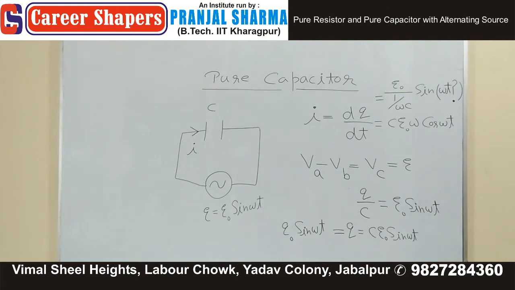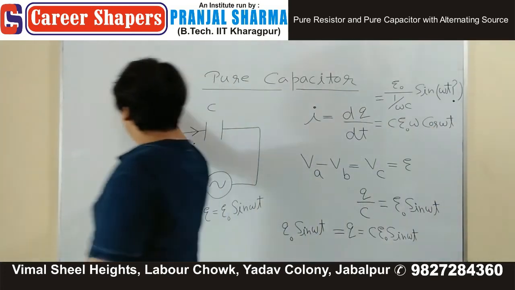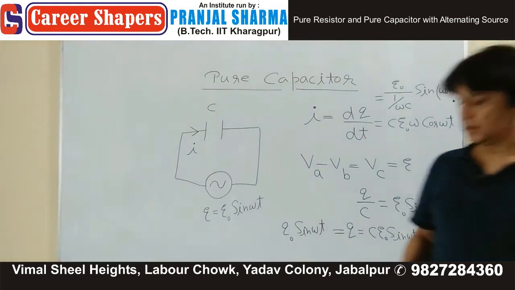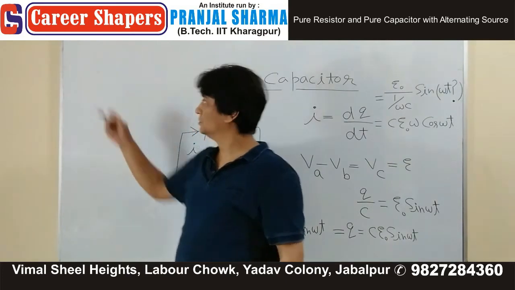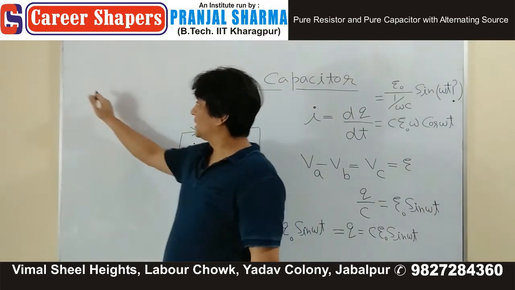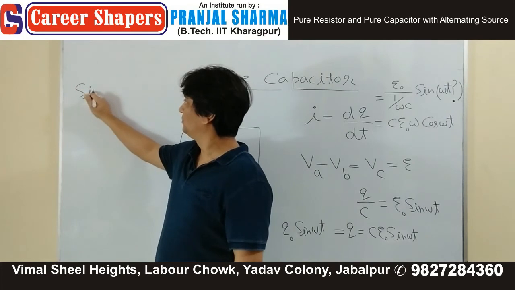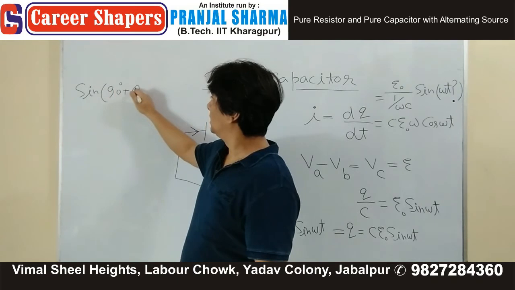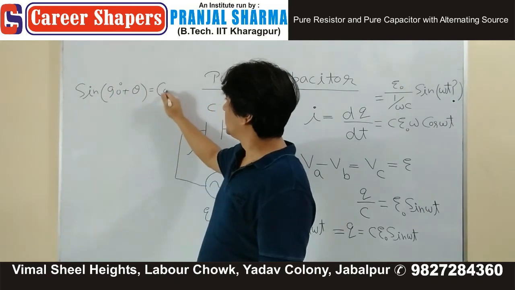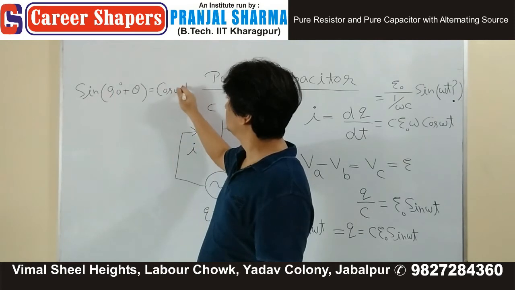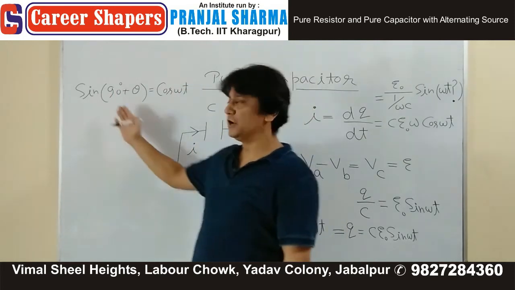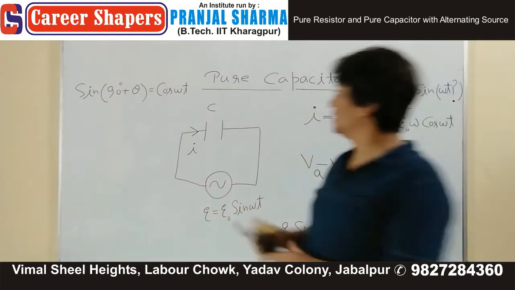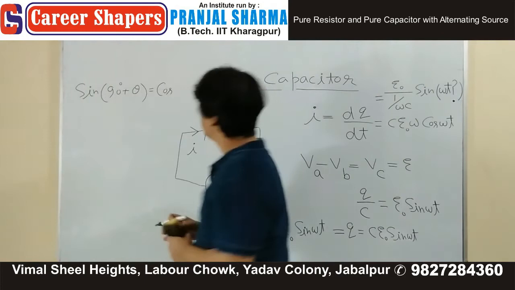Good. 4 or 5 people try to answer this thing, and the answer is entirely correct. And I was expecting this from you. What is sine of 90 plus theta? And the answer is cos of theta. Everybody knows this. Sine 90 plus theta is what? Sine 90 plus theta is cos of theta.